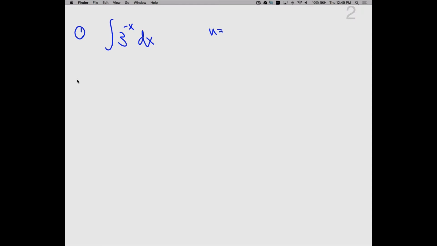What would u be? Negative x. So du is equal to negative dx, so dx is equal to negative 1 du. So this becomes the opposite of the integral of 3 to the u du. And as I mentioned earlier, if you don't do it as a u du, you will lose that minus sign, which is crucial in solving the problem.